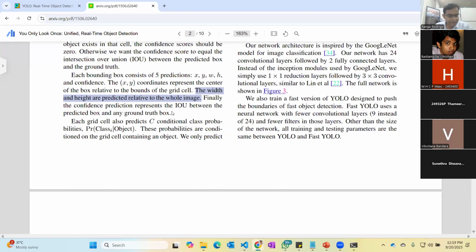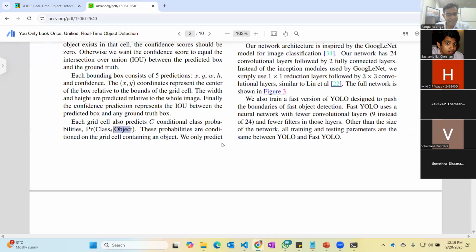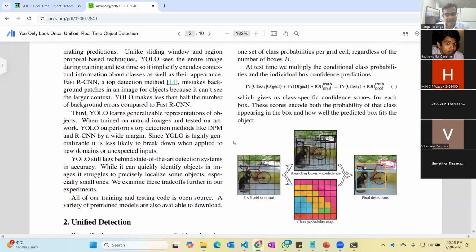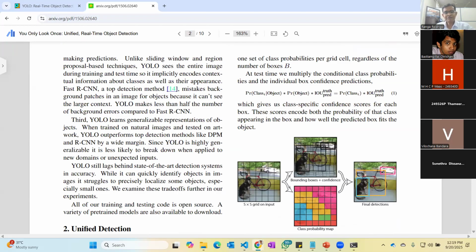Finally, the confidence prediction represents the IOU between the prediction box and any ground truth box. Each grid cell also predicts C conditional class probabilities, probability of class i, dog, cat, or whatever, given that there is an object. These probabilities are conditioned on the grid cell containing an object. That's what this notation means. We only predict one set of class probabilities per grid cell, regardless of the number of bounding boxes.